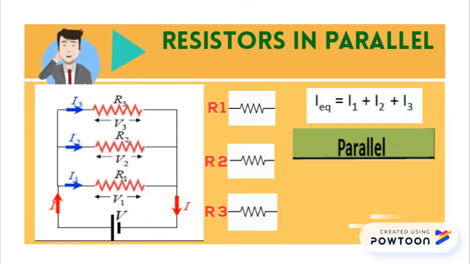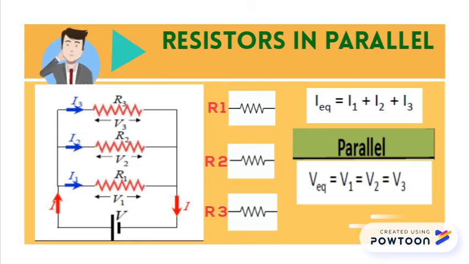However, the voltage drop across all of the resistors in a parallel resistive network is the same. Then, resistors in parallel have a common voltage across them.